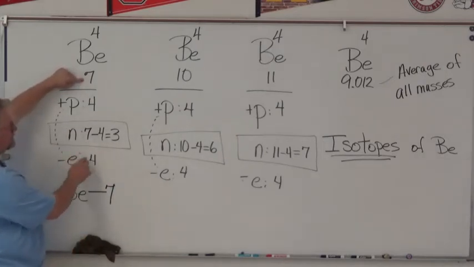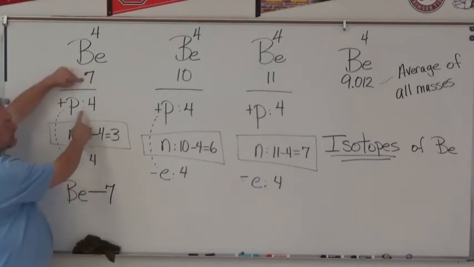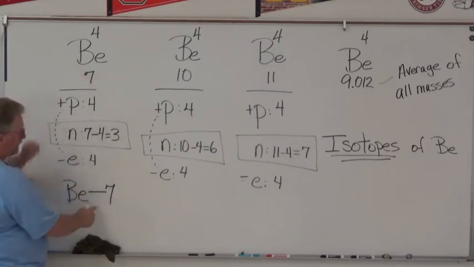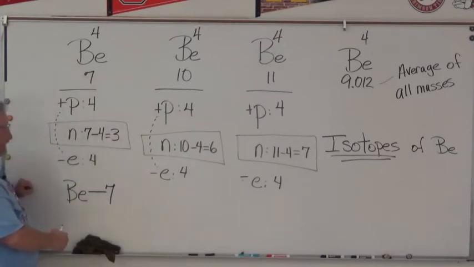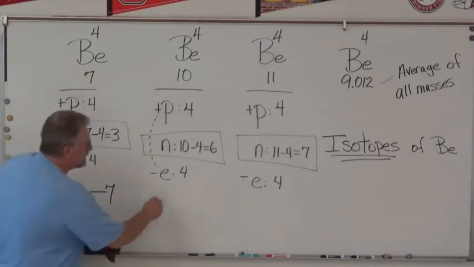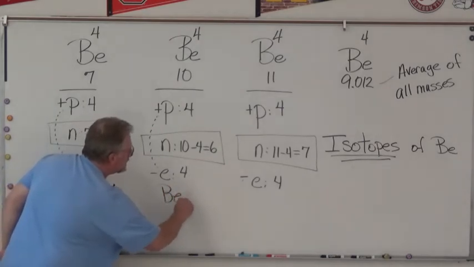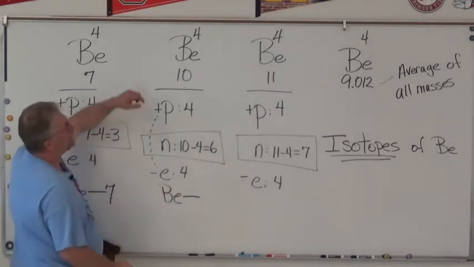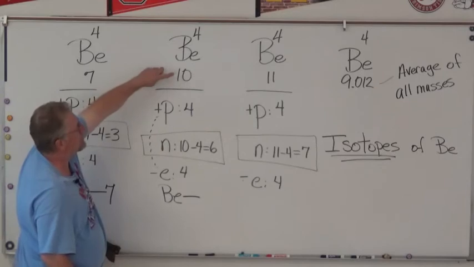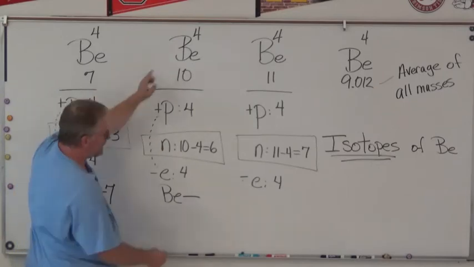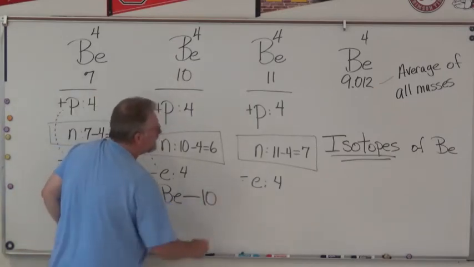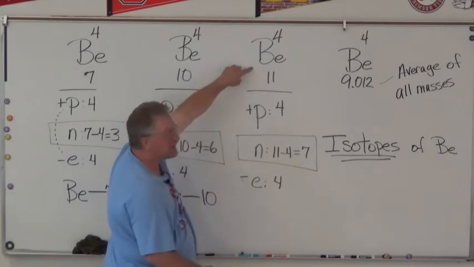That mass is changing because the number of neutrons is changing. Not the number of protons, just the number of neutrons. So they put the mass on there, okay? So this one would be Be, big dash, and what's the mass? It's the big number. Remember, the big number is the mass. That would be Be-10. And this one would be Be-11.